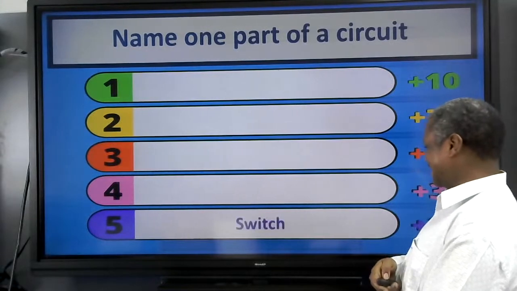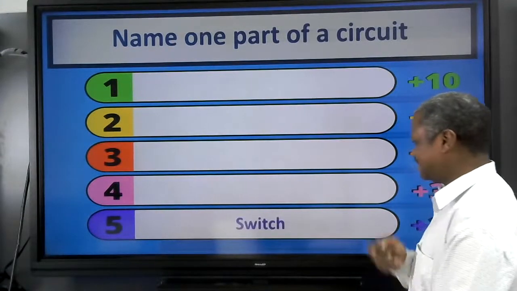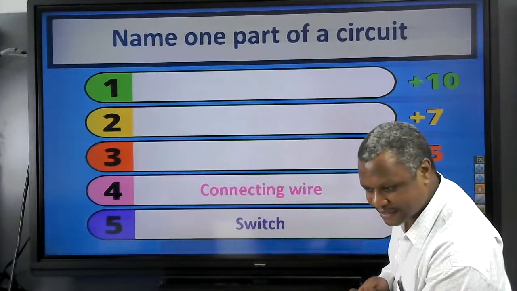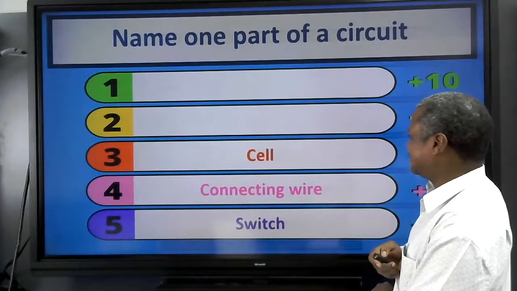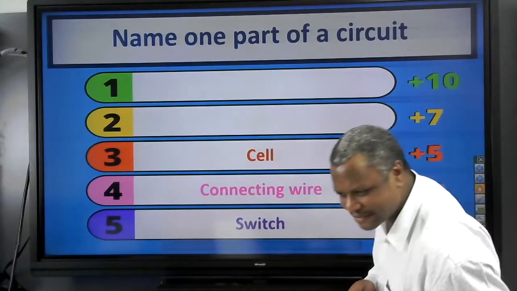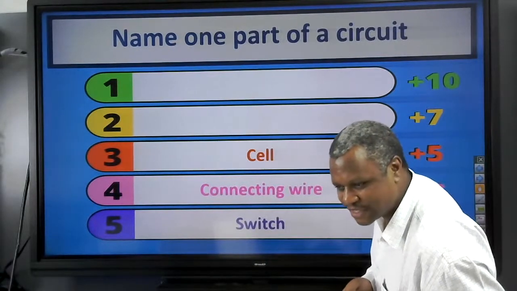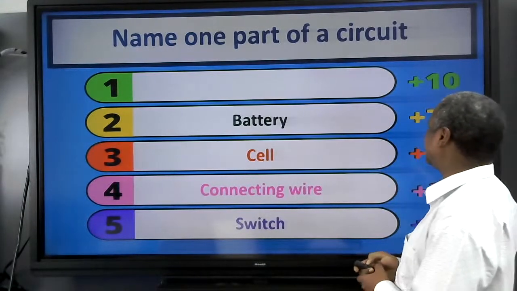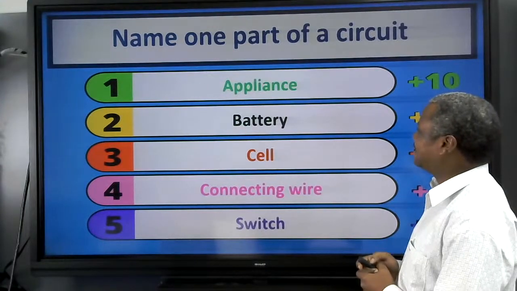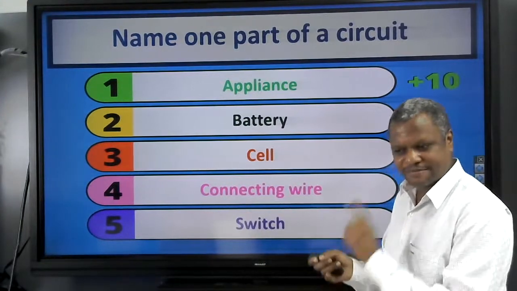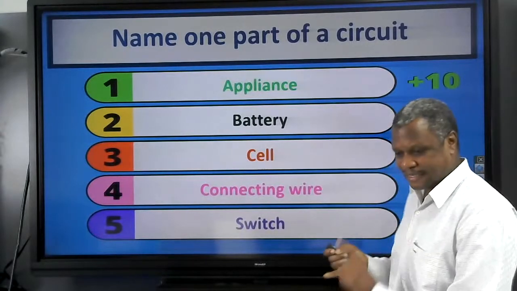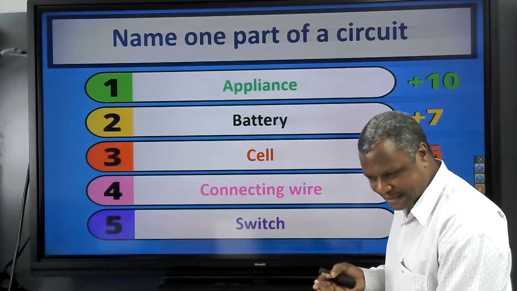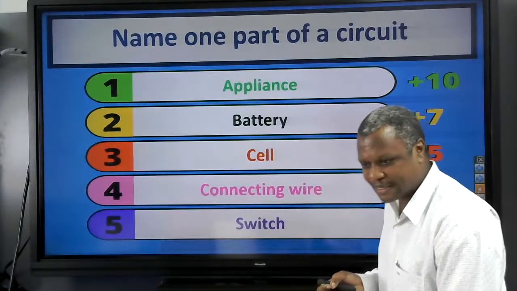Now check your answers here again. Number 5, switch, 2 points. That's an easy one. Then connecting wire. I can see some connecting wires here. Correct. That is 3 points. Cell, no one gave an answer about cell. Only motor, switch, electric appliance. Okay, another one, battery, correct, 7 points, and one appliance. If you wrote something like motor is an appliance, bulb is an appliance, capacitor is an appliance, all your answers are correct.